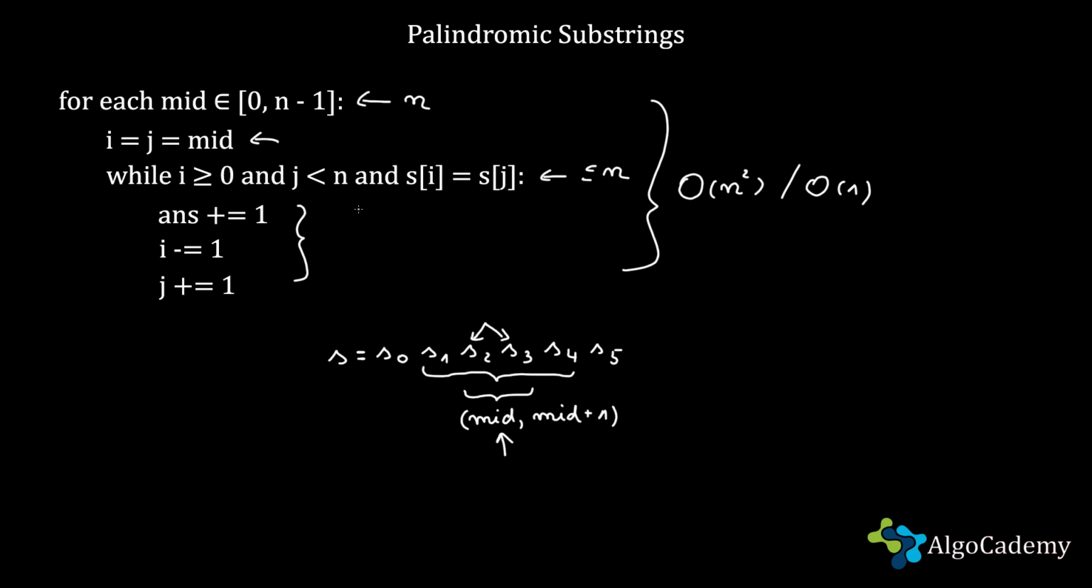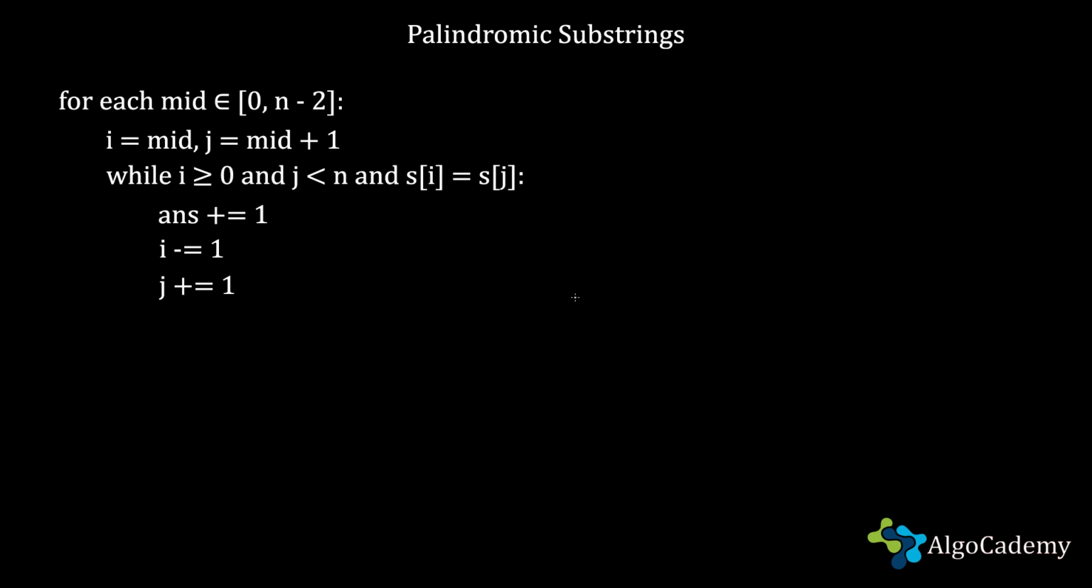Let's see how the code looks. Boom! And that's it. Only 2 differences in the code. As I've told you, mid now is at most n minus 2. i will be equal to mid initially, but j will now be equal to mid plus 1 initially. So we always start with 2 consecutive characters, i and j, right?